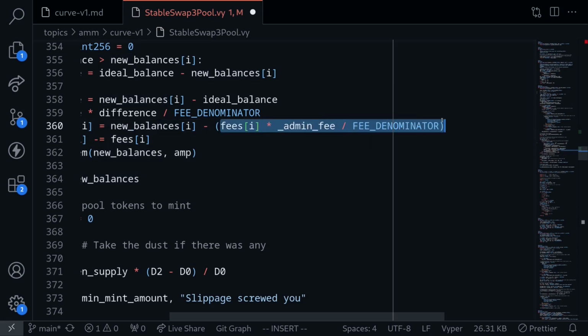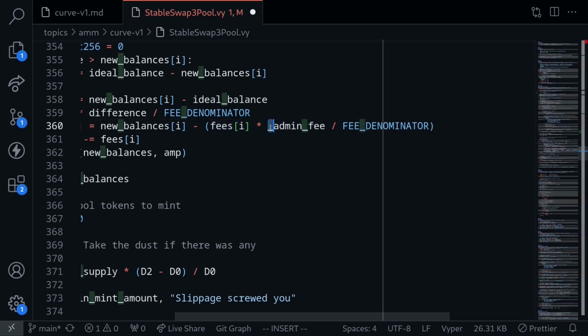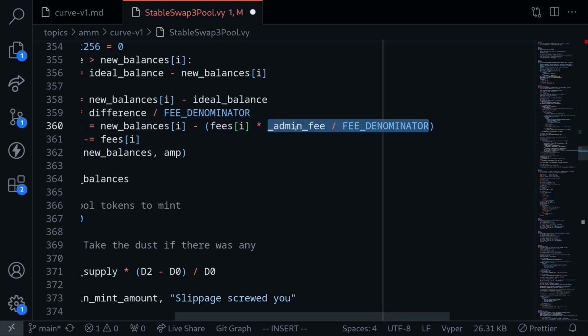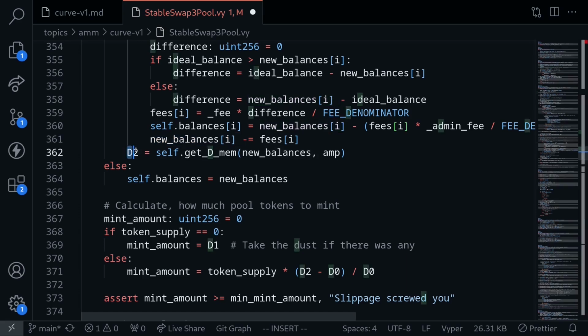This is what this part of the code is doing. Take the imbalance fee, multiply by some ratio which are given to the admin. Here, admin means the owner of this contract. And then from this new balances, we minus the fees, and using this new balance, we calculate the liquidity again. This time we name it as D2.